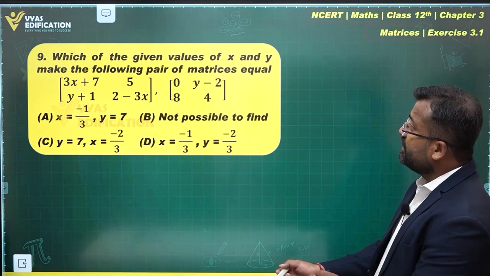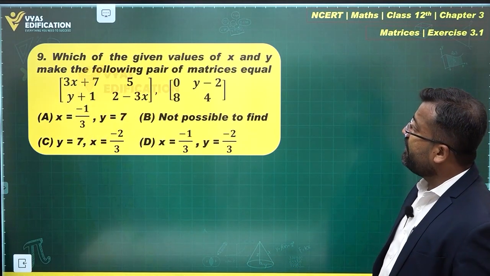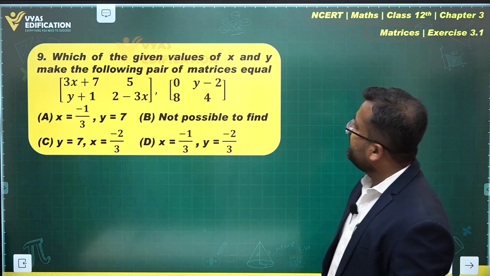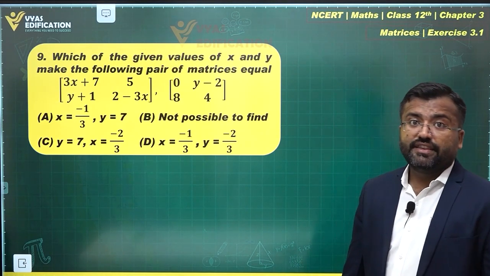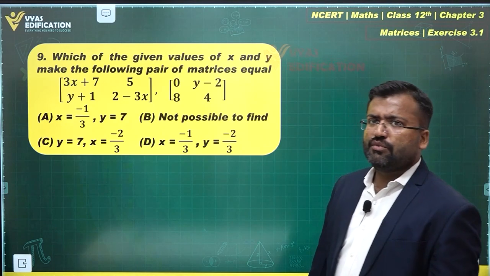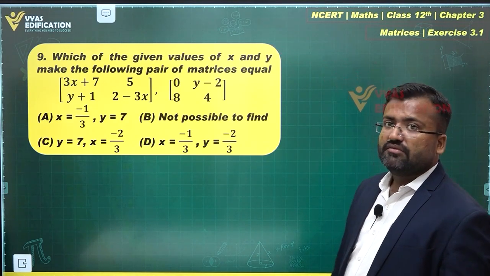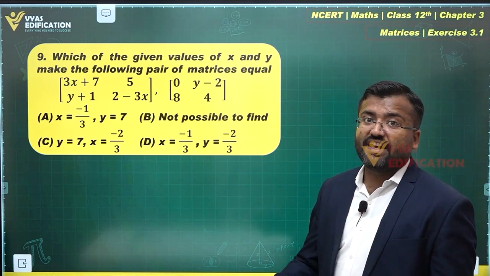Let's take a look at this question. Which of the given values of x and y make the following pair of matrices equal? Okay, there are two matrices given, and if these two matrices are equal, then for what values of x and y are these matrices equal?